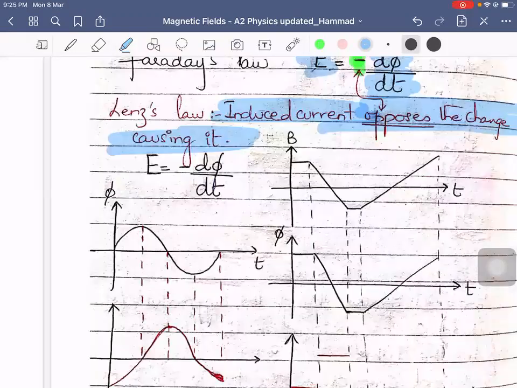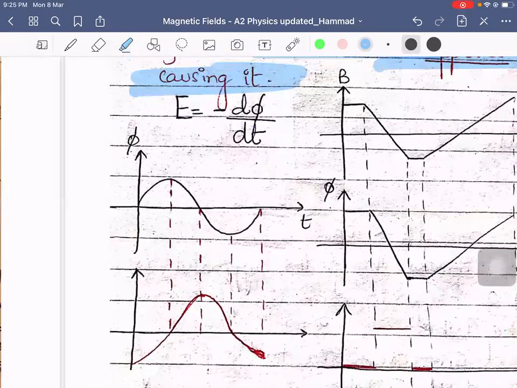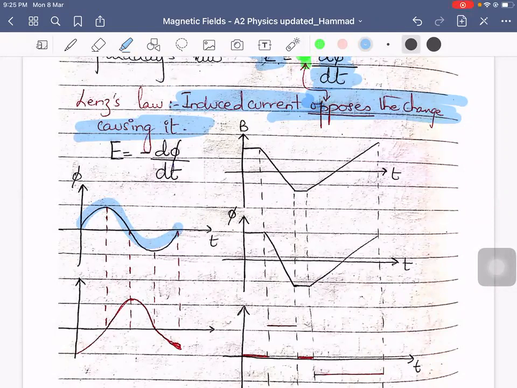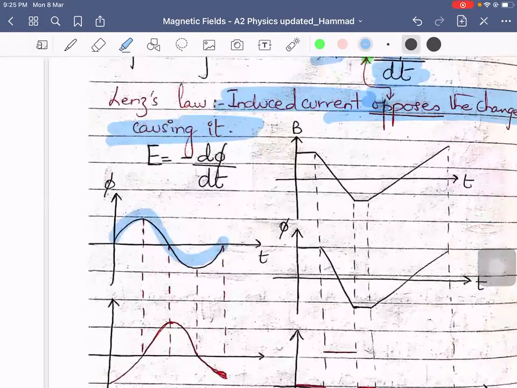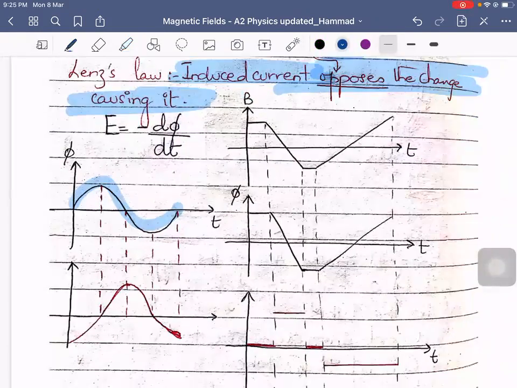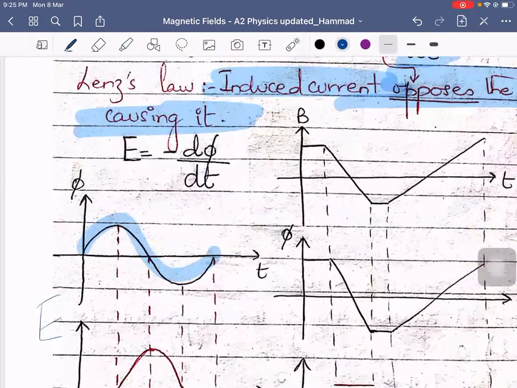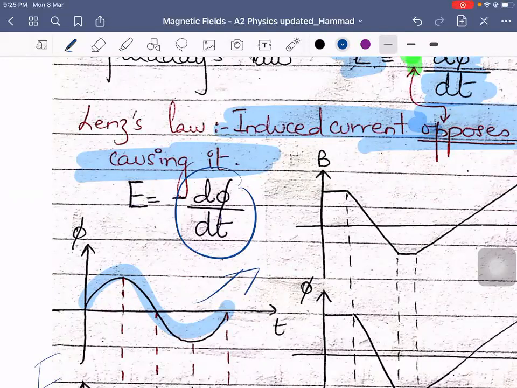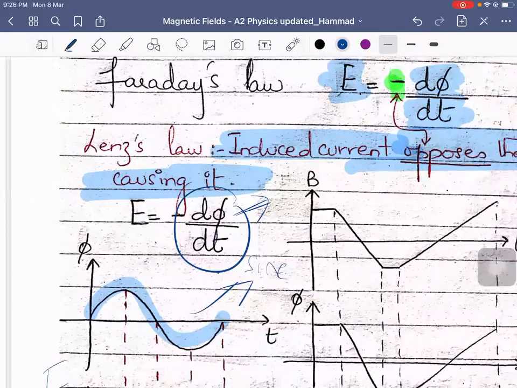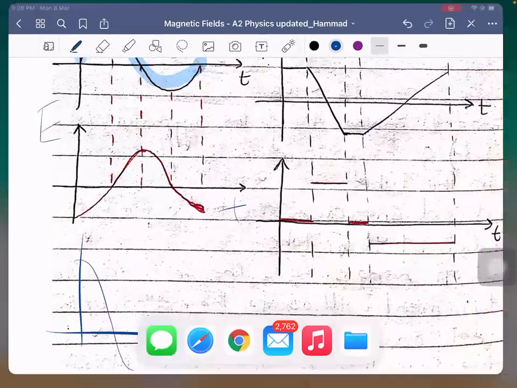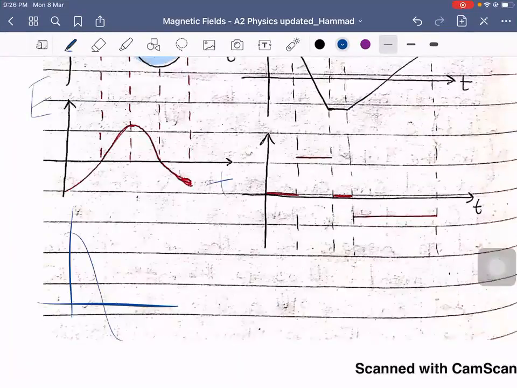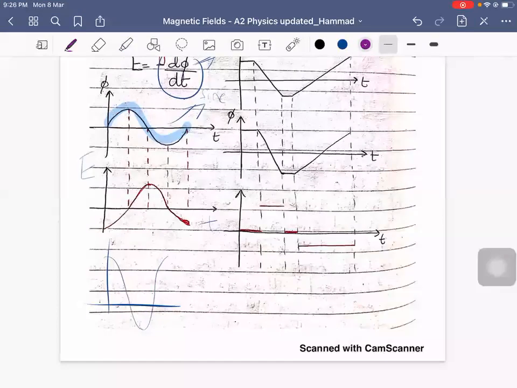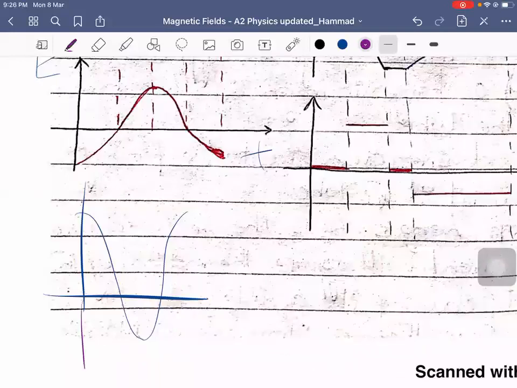So if I were given a graph of phi against time, you need to understand that if they had asked you a graph of EMF against time, the fact that this is a sine wave, if you differentiate the magnetic flux, or if you differentiate the sine wave, you get a cosine wave, right? And the negative sign in the formula will reflect the entire thing like this. So you can now cut off the blue part.